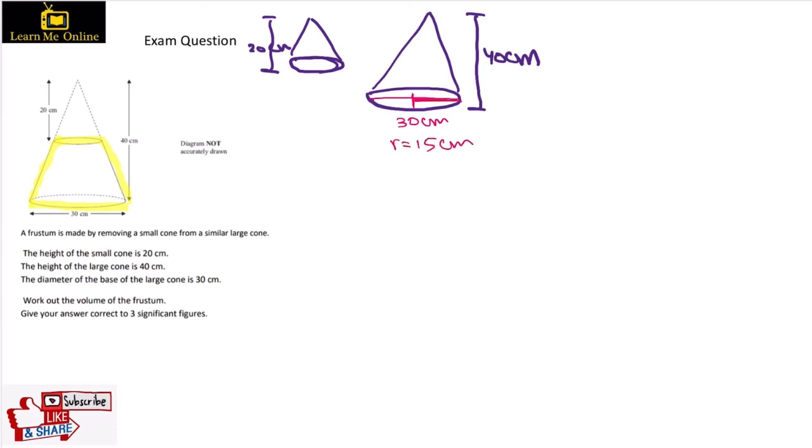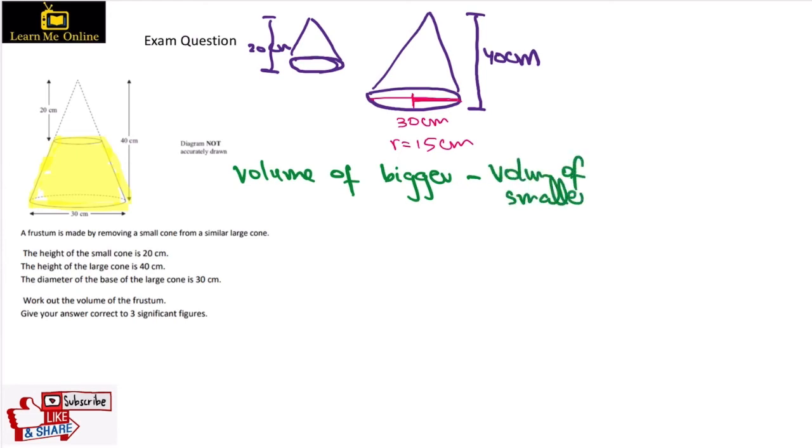The next part of the information says to work out the volume of the frustum. So we are finding out the volume of the highlighted region. Give your answer to three significant figures. So what we are doing is we find out the volume of the bigger cone, and from that we minus the volume of the smaller cone, and we're going to find out the volume of the frustum.